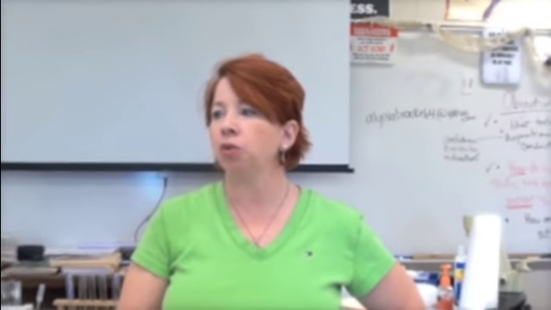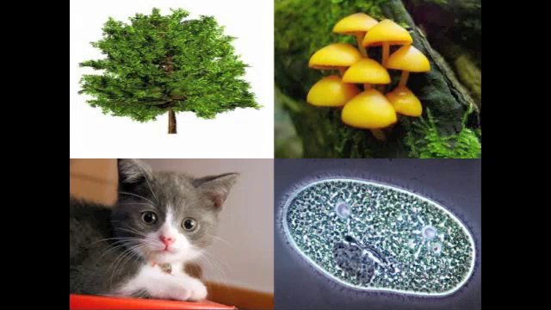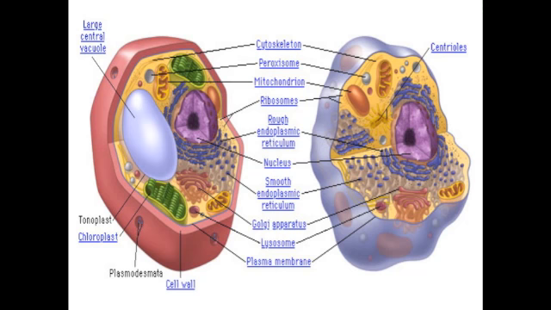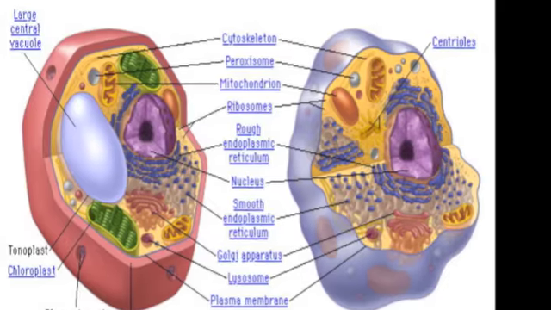Okay, guys, let's review what you should know before starting this lab. All living things are made of cells, including trees, cats, mushrooms, and single-celled organisms. Some cells are eukaryotes, which are made of organelles. On the left is a diagram of a plant cell, and on the right we have an animal cell.